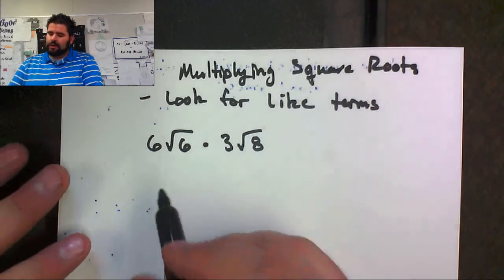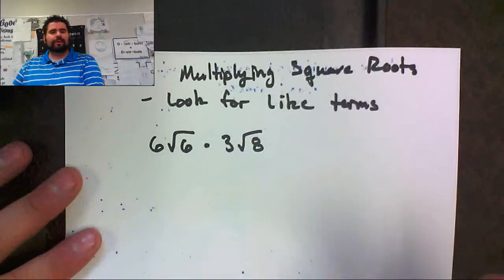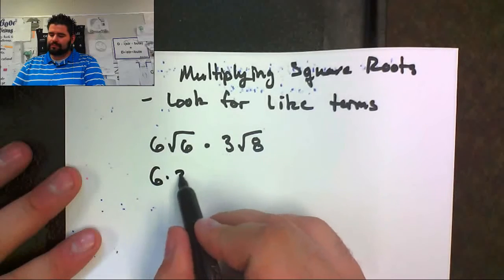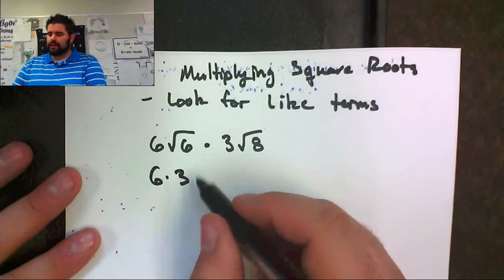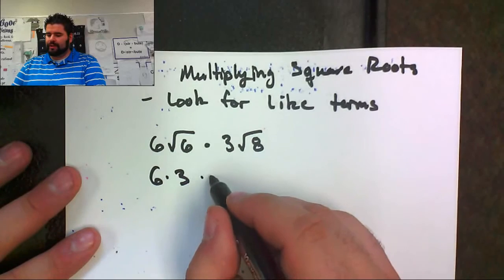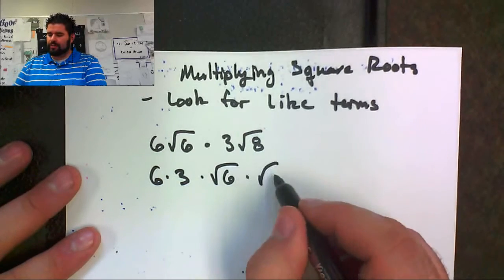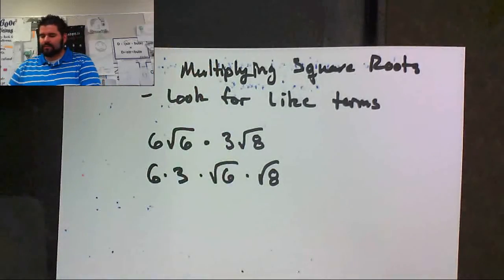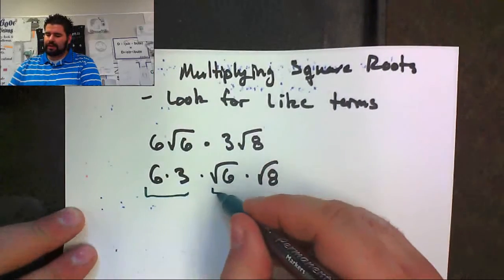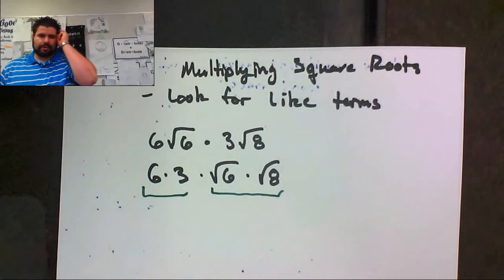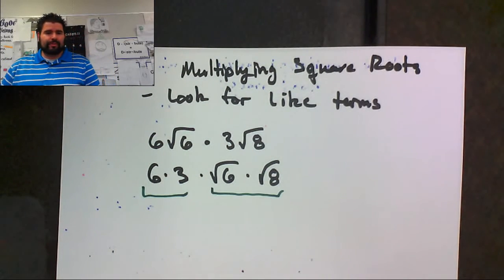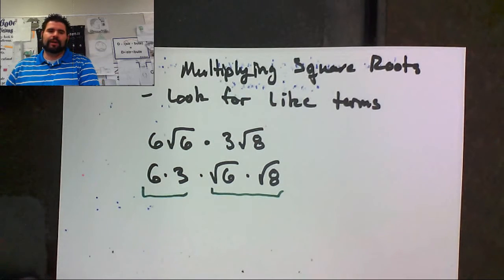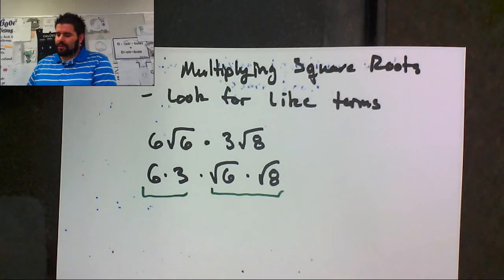So what I need to do is I'm going to split this up and I'm going to put the like terms together. I have 6 times 3. Those are the like terms. And then I am going to multiply it by the square root of 6 times the square root of 8. Now you can see that I have whole numbers here, and then I have the square root. And they're separated into the like terms. So I can multiply these two together, and I can multiply these two together, and I'm okay. So I'm going to do that.